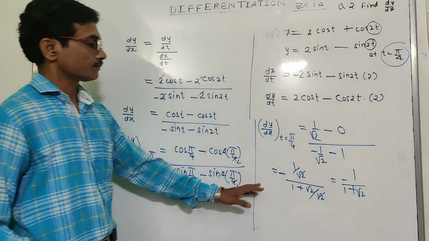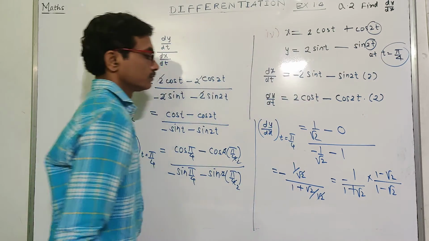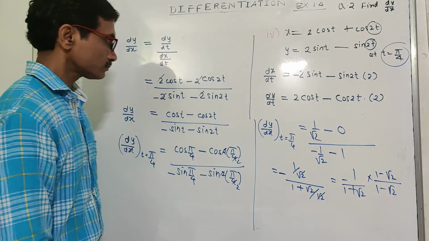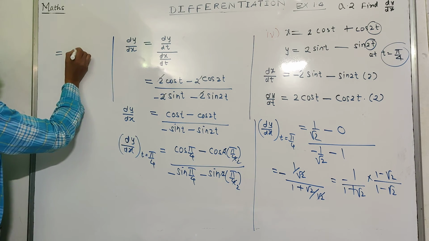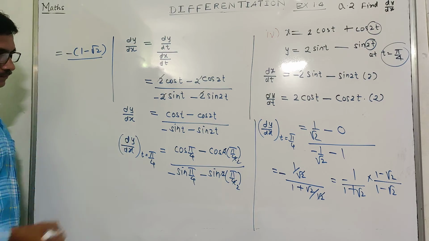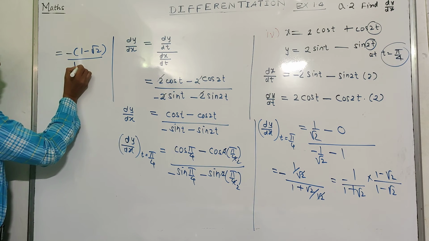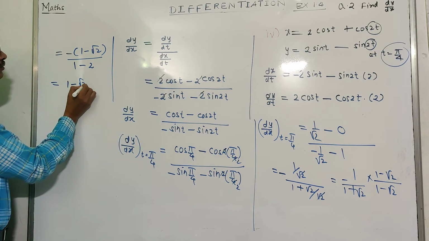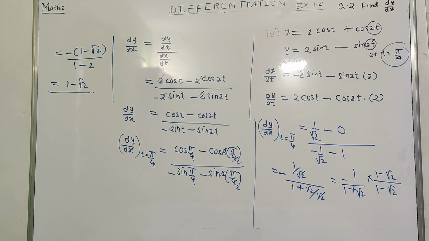So to get the answer, again we multiply by 1 minus root 2 in numerator and denominator. The denominator will be 1 plus root 2 and 1 minus root 2, that is 1 minus 2, a plus b, a minus b, a square minus b square, which is minus 1. The numerator is minus 1 minus root 2, and the minus signs cancel. 1 minus root 2 will be the final answer for dy by dx at t is equal to pi by 4.